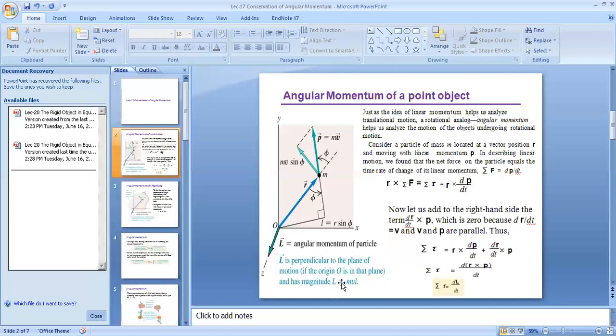Here, if L is equal to r cross p, then p will become equal to mv, and if the angle is equal to 90 degrees, then L can be written as mvr.